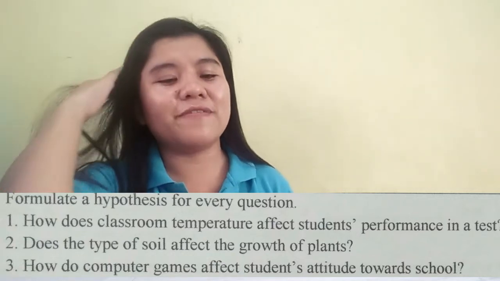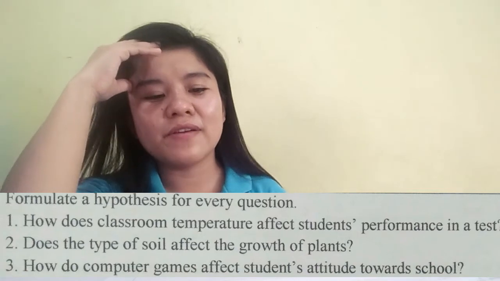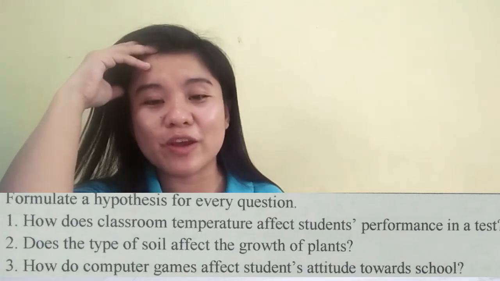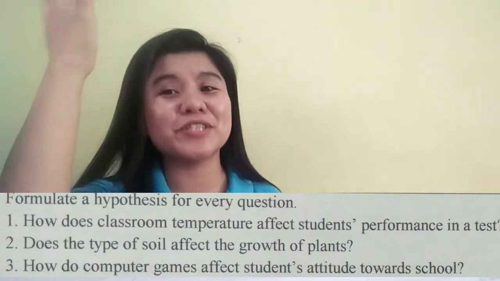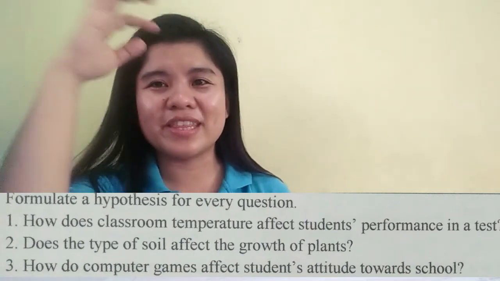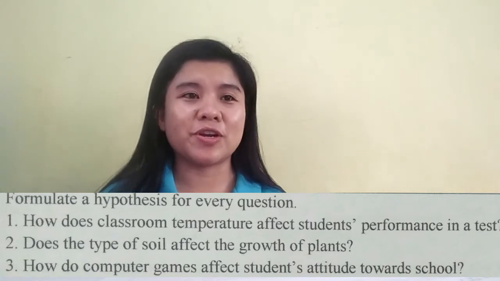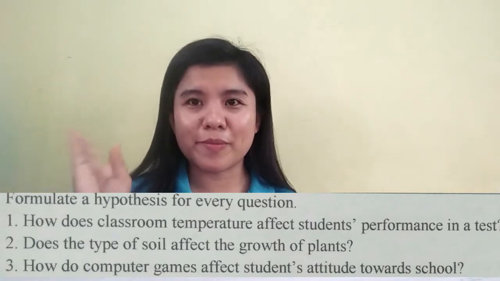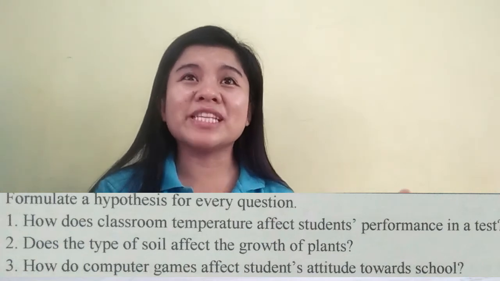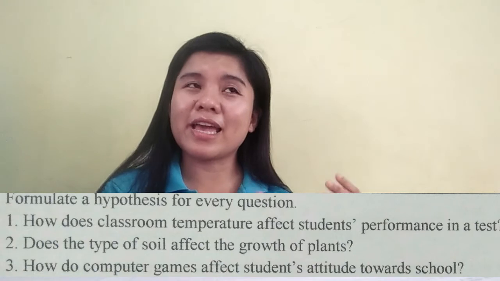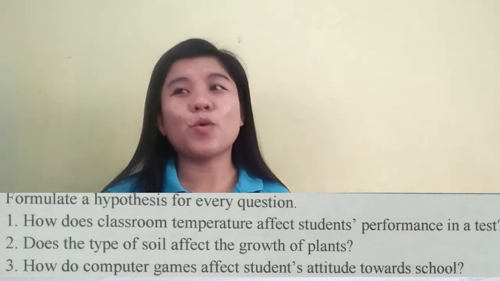Again, if the classroom temperature is high, then if there is an increase in classroom temperature, there is a decrease in the students' performance in a test. That is a very good hypothesis. How about you? Do we have the same idea? So it should be that if, then followed by the classroom temperature, then followed by the students' performance in a test. Okay? You may also specify it like if the classroom is hot, or if the classroom temperature is high, that means very hot or warm, very hot.